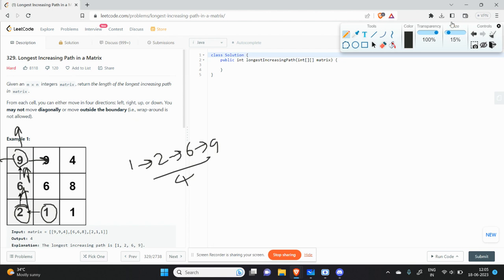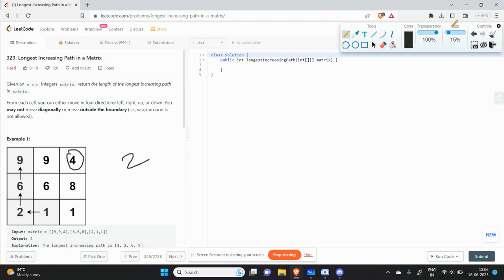There could be a case where we have multiple answers, and whatever is the maximum length we could have should be the output. If we have 4 as the starting point, we could achieve a length of 2, but if I start with 1, then I could achieve a length of 4. So the max is 4, and I'm going to return 4 as the output, because we need to return the length of the longest increasing path in the matrix. Hope you understand the statement.